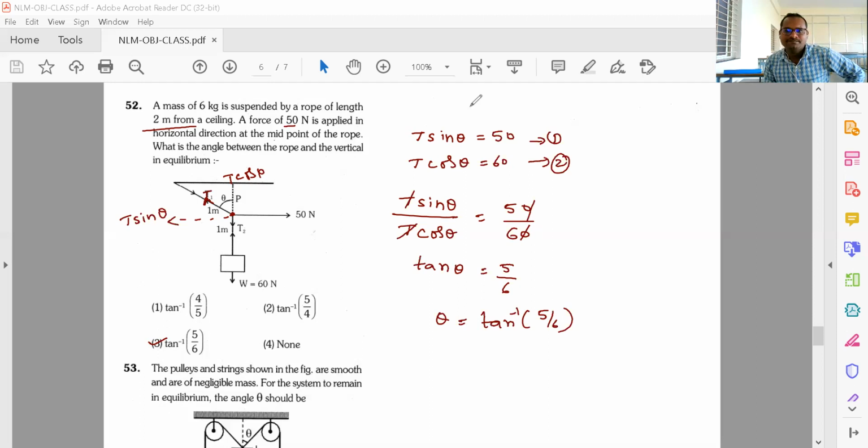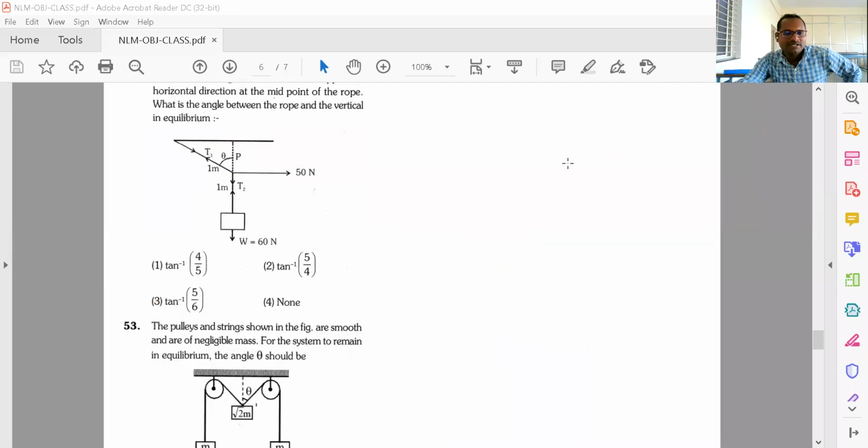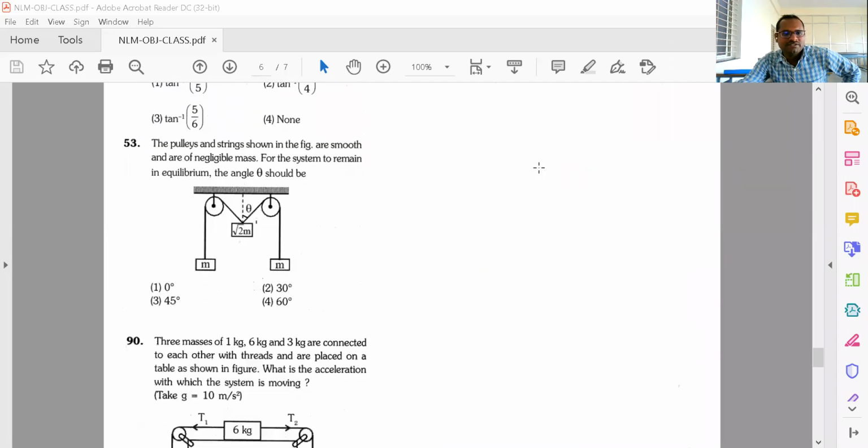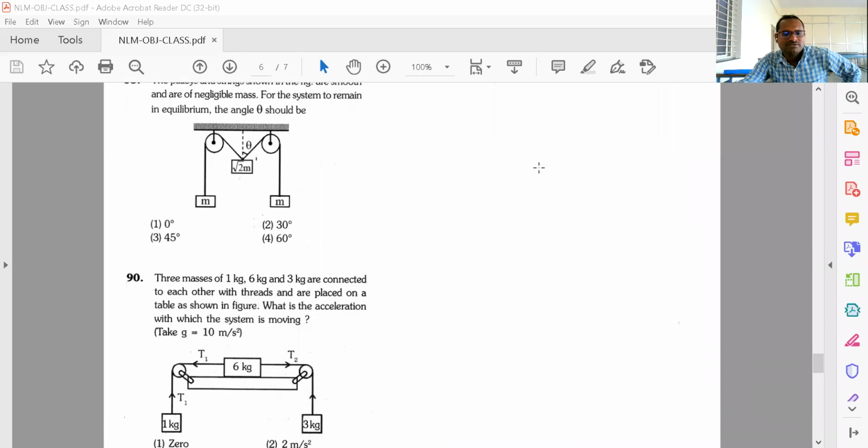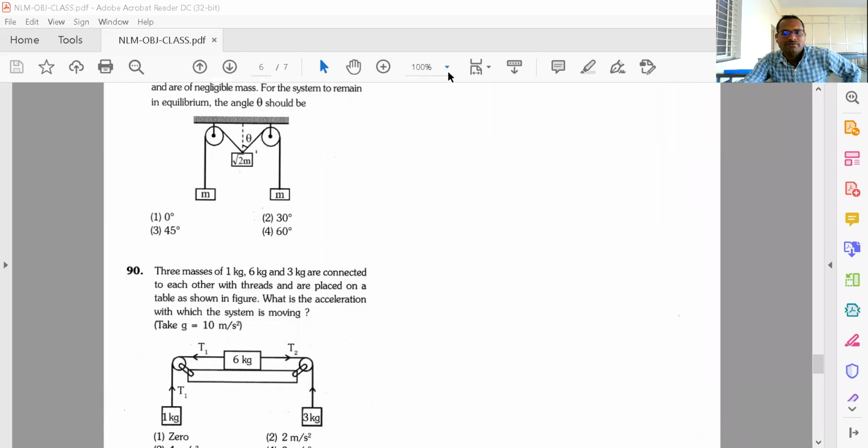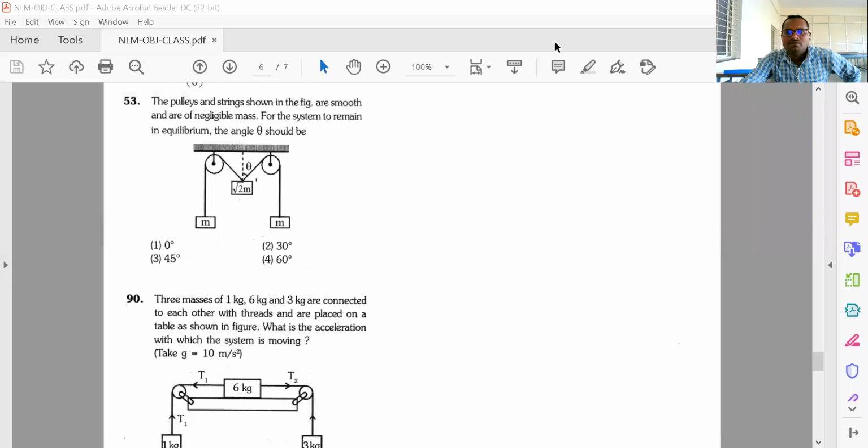Clear? Next, let us take question number 53. In question number 53, what they have given is: the pulleys and strings shown in the figure are smooth and of negligible mass. For the system to remain in equilibrium, what is the angle?